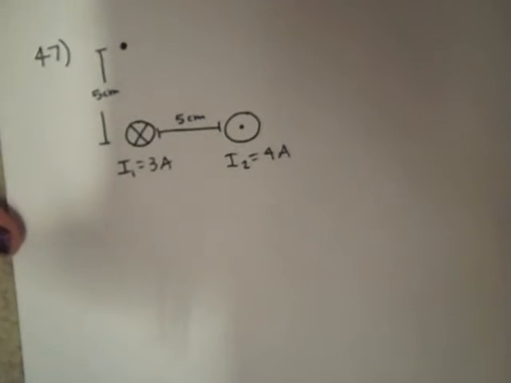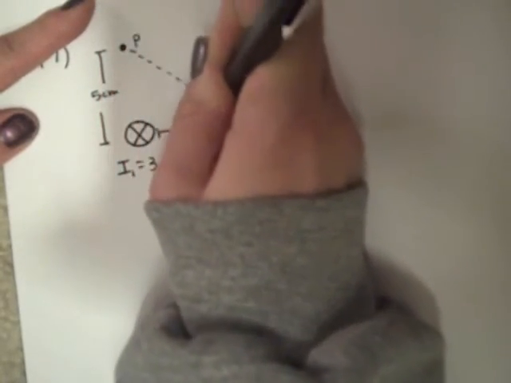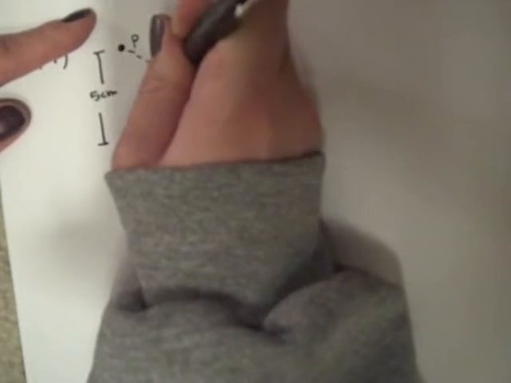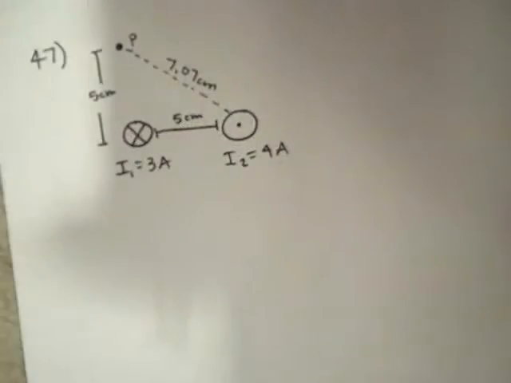Now, first off the bat, hopefully you will see that we are going to need some vectors, and we are going to need the distance between point P here and this I2. So I'm going to go ahead and just draw it in as a dotted line. And doing Pythagorean theorem, you can get this to be 7.07 centimeters right there.